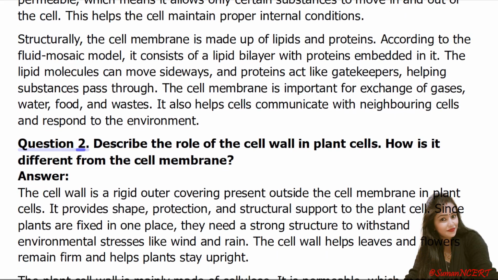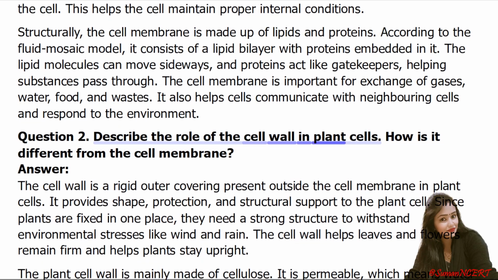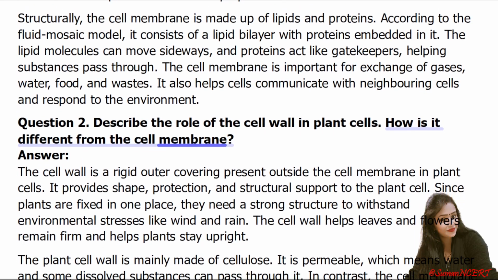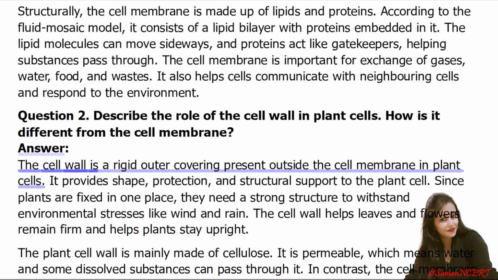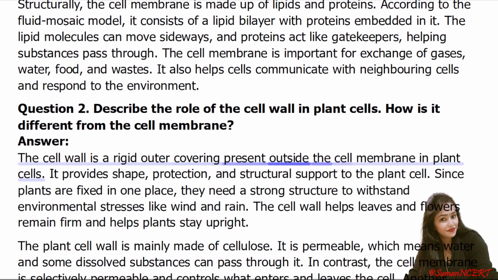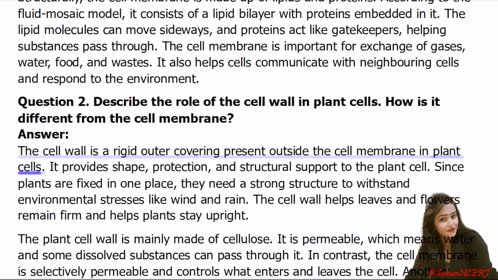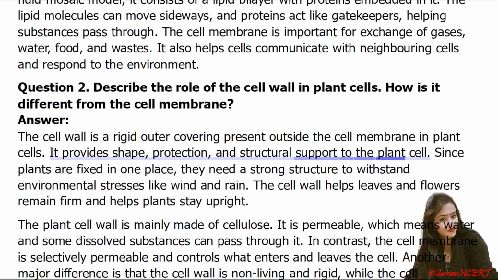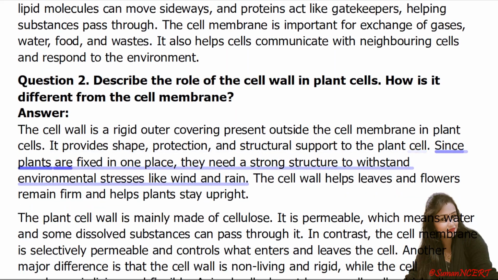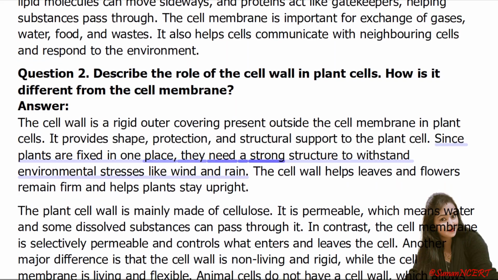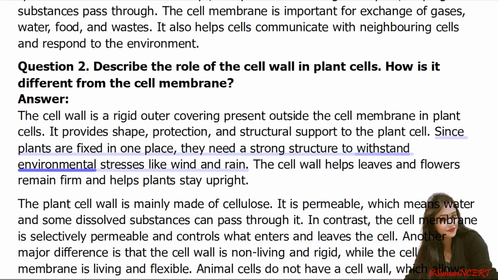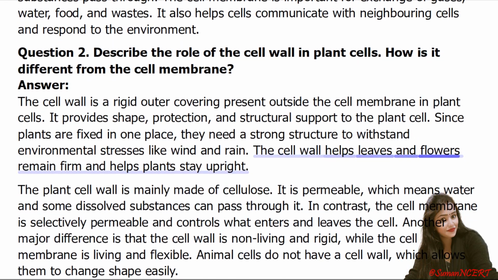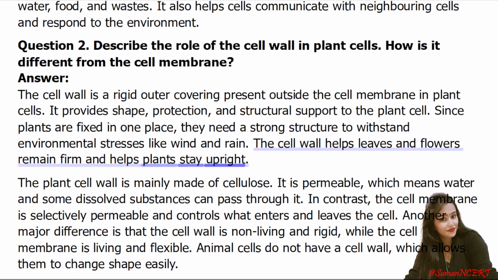Question 2. Describe the role of the cell wall in plant cells. How is it different from the cell membrane? Answer. The cell wall is a rigid outer covering present outside the cell membrane in plant cells. It provides shape, protection, and structural support to the plant cell. Since plants are fixed in one place, they need a strong structure to withstand environmental stresses like wind and rain. The cell wall helps leaves and flowers remain firm and helps plants stay upright.